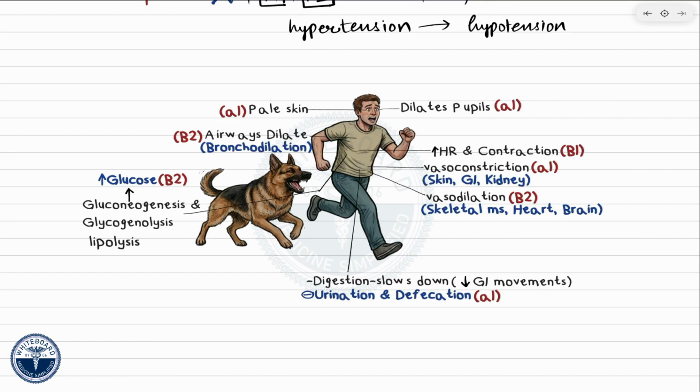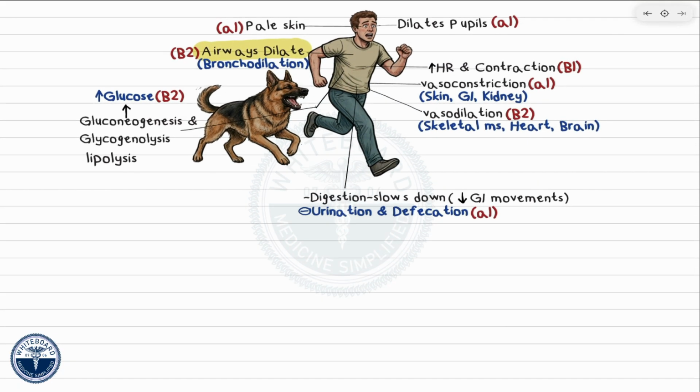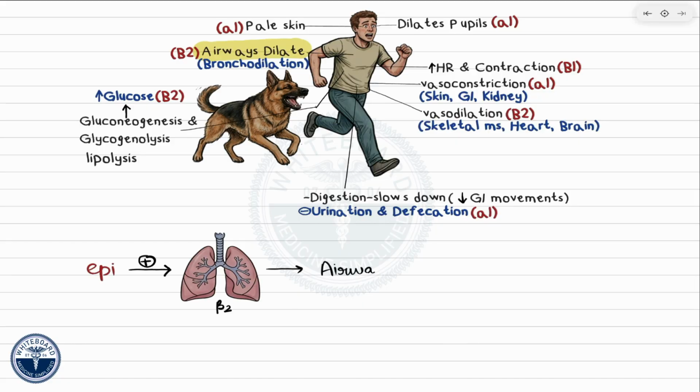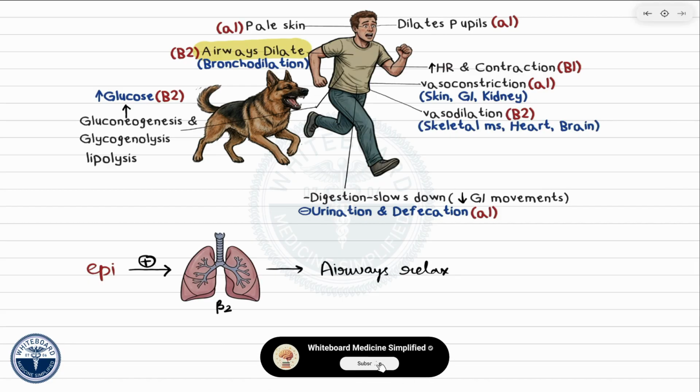For example, if you're running away from a dog, it would be beneficial for your airways to dilate so that more air can reach the lungs. This is exactly what epinephrine does through beta-2 receptor stimulation. When epinephrine stimulates beta-2 receptors in the bronchial smooth muscle, the airways relax and widen, allowing more air to flow into the lungs. This is something norepinephrine cannot do to any significant extent because it lacks meaningful beta-2 activity.